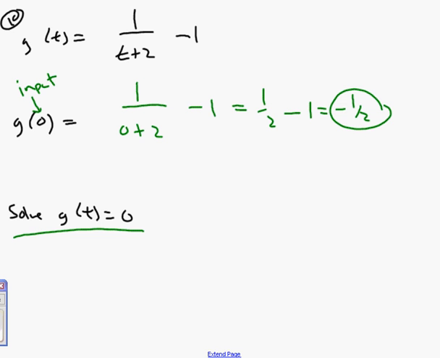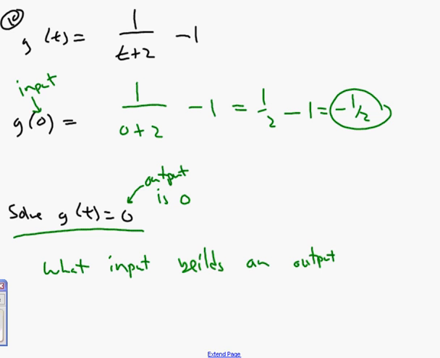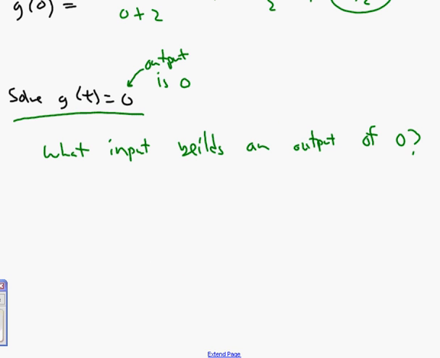That's right. Now what I'm saying is, like I said earlier in the previous example, that the output is 0, and we're saying what input yields an output of 0. Okay? So all we're going to do is take that function up there and set it equal to 0. So we get 0 equals 1 over the quantity t plus 2 minus 1. And we have to try and solve this.